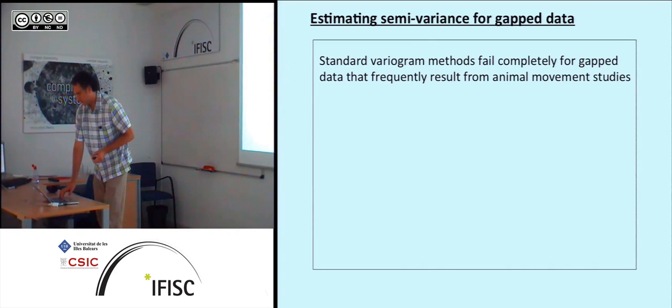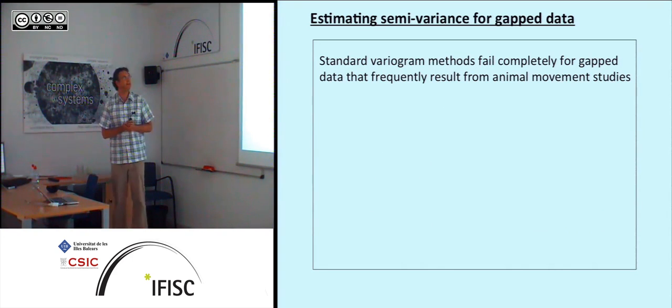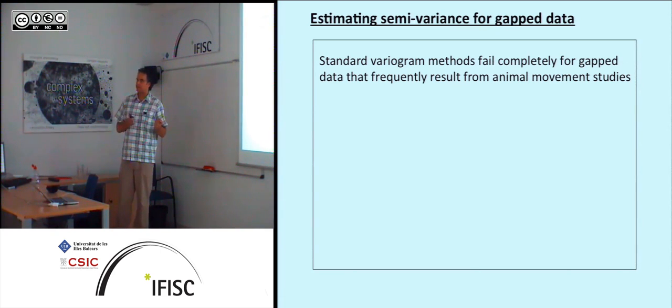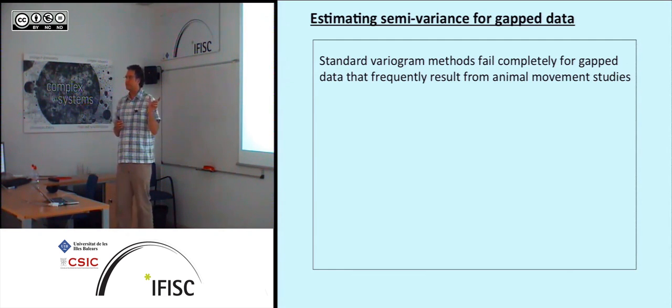The geostats folks have a lot of methods for estimating semivariance from data. None of those methods work well for gapped data. The field guys that worked with the gazelles made some decisions trying to balance that trade-off between the detail in the data and how long the collars would last. So they said, well, let's take short bursts of fine-scale observations, like say an hour or half an hour, and then turn the collars off for 10 days after that.